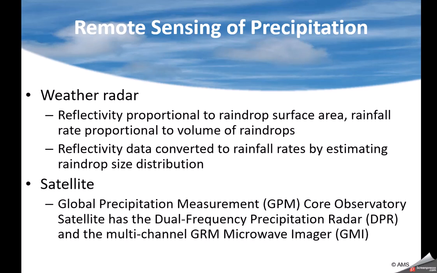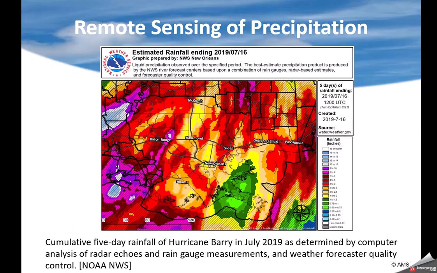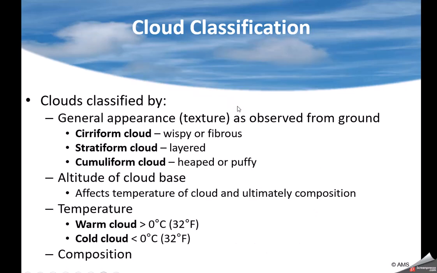Radar can determine the amount of precipitation falling, as can global satellites. Some of them have that ability as well, with radars in them. And here you can see the estimated rainfall that occurred at New Orleans during Hurricane Barry. Notice some really tremendous rainfalls up along here in these valleys out from the city.